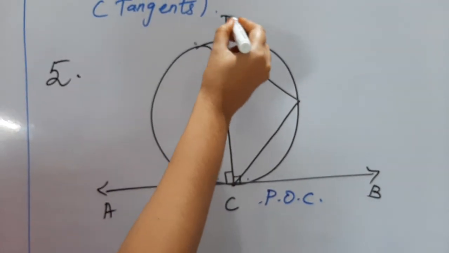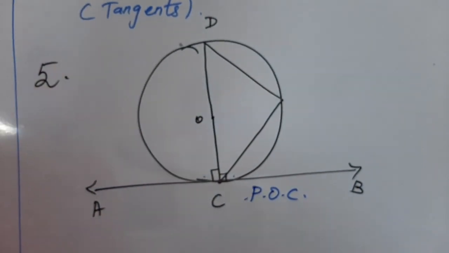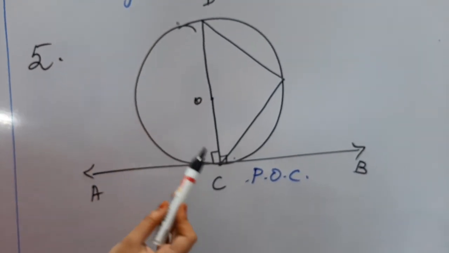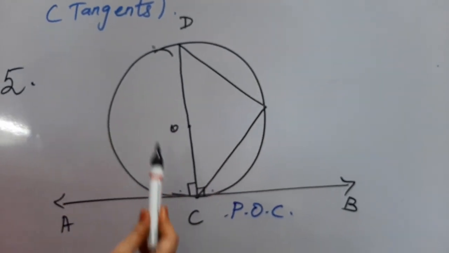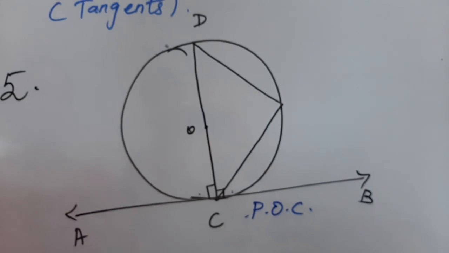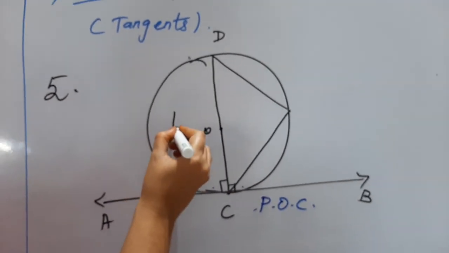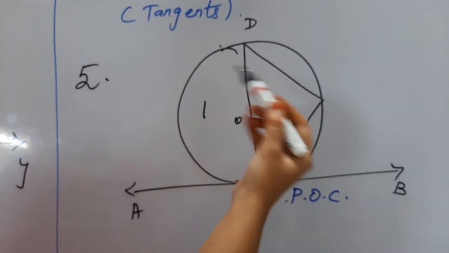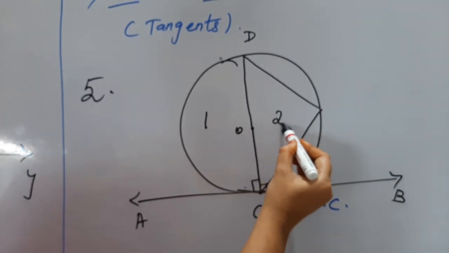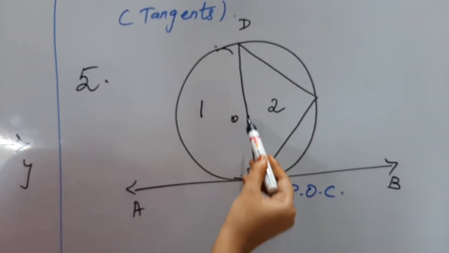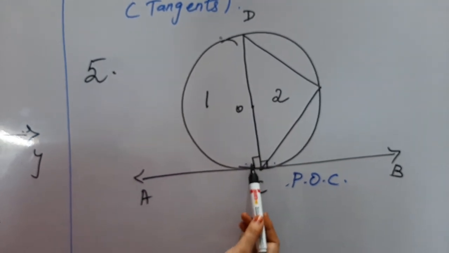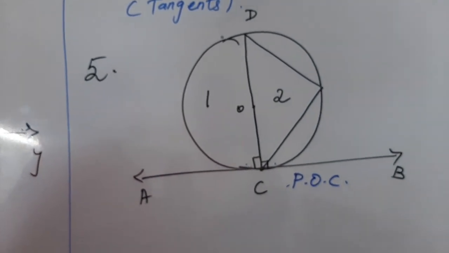Now CD is the chord. I am saying that CD is the chord. So the chord always divides a circle into two segments. Your first segment is your left side portion and your second segment is your right side portion. Now, since this chord CD is making 90 degrees, by the alternate segment theorem.